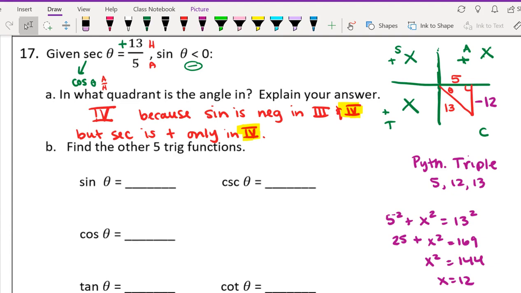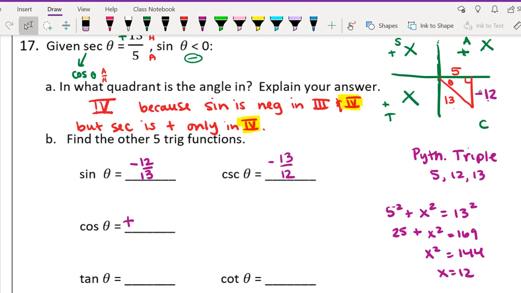Okay, so now I can write my other 5 functions. So the sine is the opposite over the hypotenuse. So the opposite over hypotenuse is negative 12 over 13. The cosecant, reciprocated, is negative 13 over 12. Remember, cosine is positive. So cosine is positive and every other function is negative.